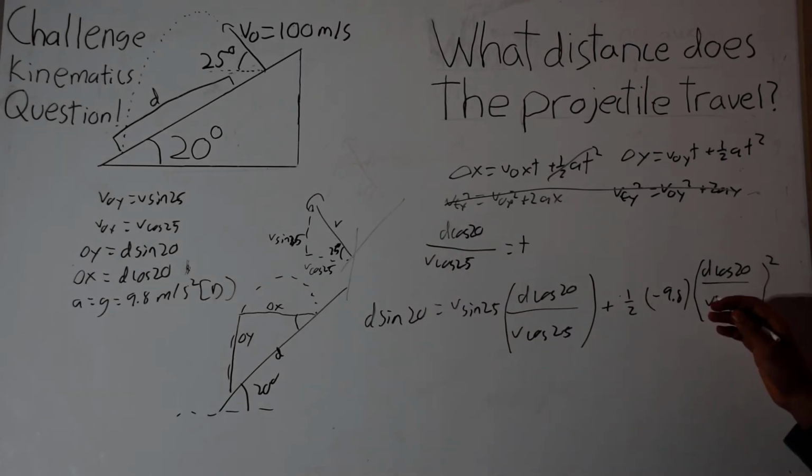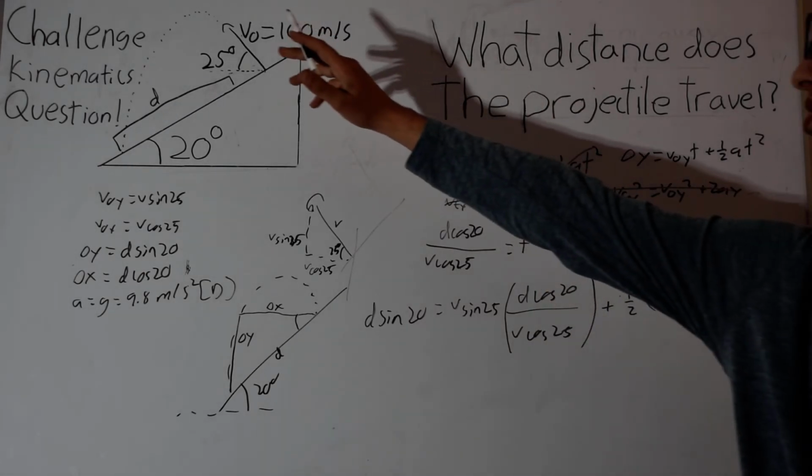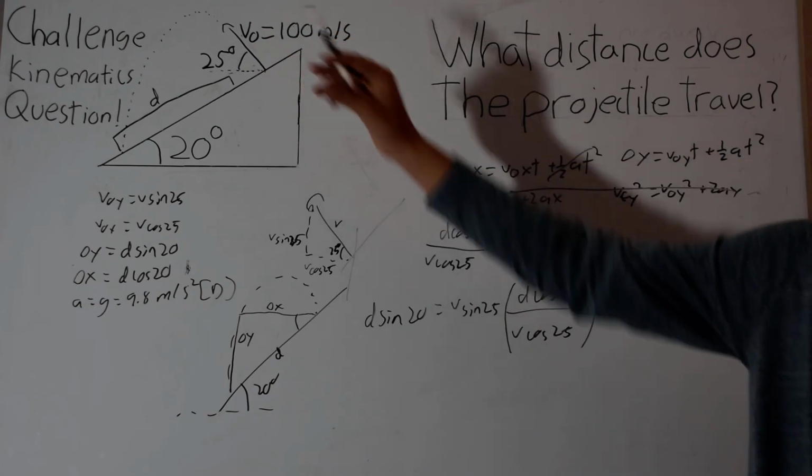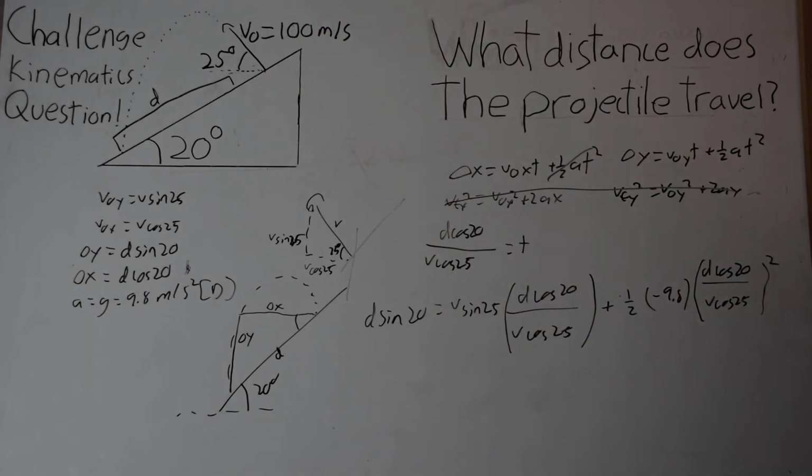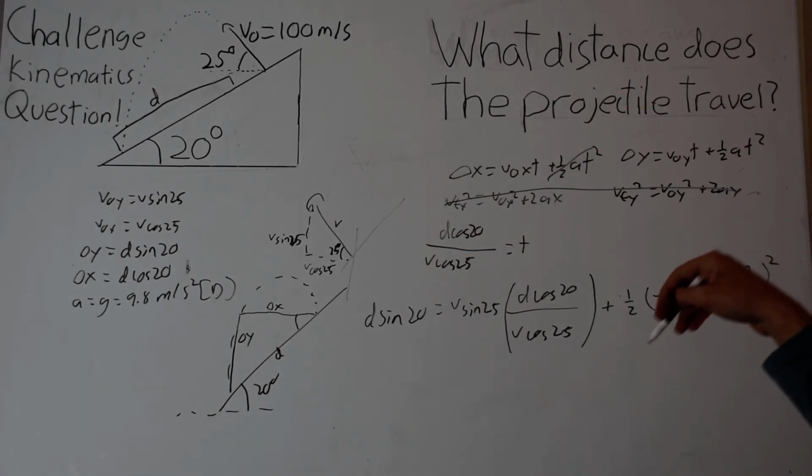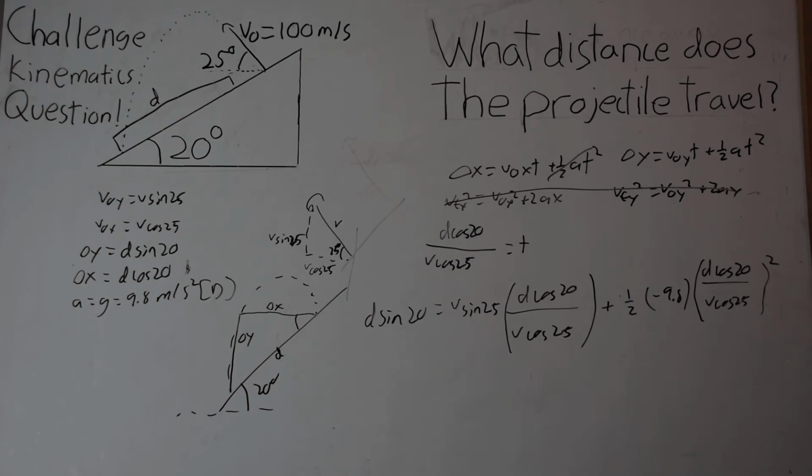I wrote this as v to save space, but keep in mind, we know what it is, it's just a number, it's 100 meters per second. And we can put this into our calculator and get an answer. But when I put this into my calculator, the wrong answer comes out, which means I've made a mistake somewhere along the way. So, can you try to look at all of my work and find what mistake I've made? You can pause the video and come back when you find the mistake.